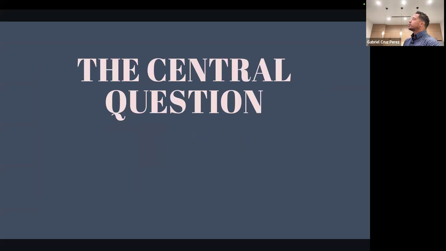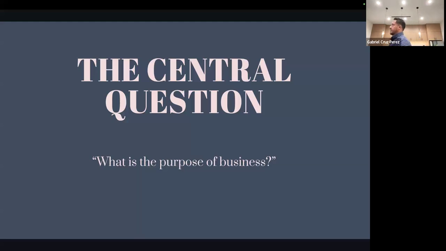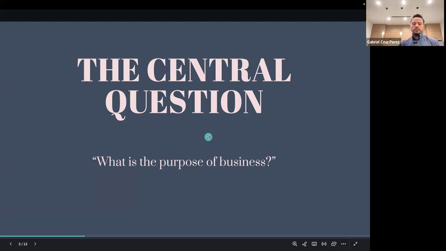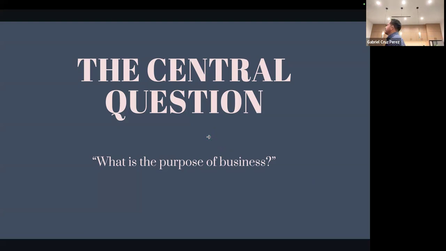But here's the central question when it comes to the budget model that I want you to all ask yourself. And that question is, what is the purpose of business? And I'm going to steal from Gary Keller on this one, but what is our answer to this? What is the purpose of business? It's more of a guiding question. You could ask yourself this.